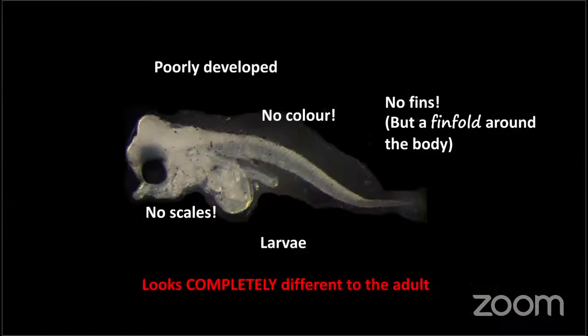So larvae are completely different from their adults. They are poorly developed, and what you see there is larvae at preflexion stage. They don't have scales, they have no pigment in their bodies like adults, and they have no fins. They only start having fins at post-flexion stage.